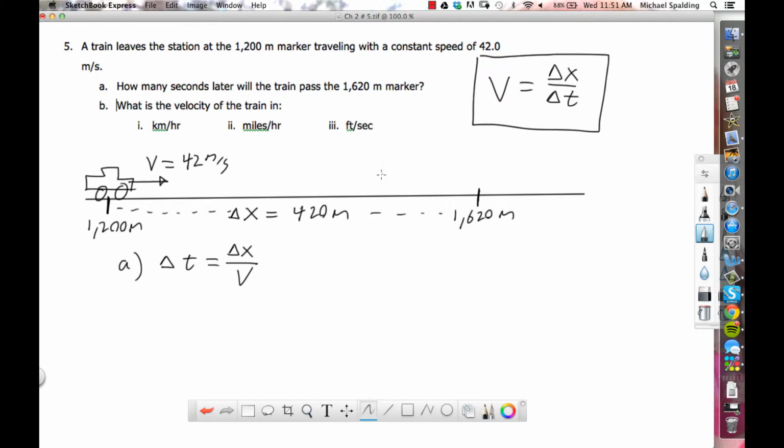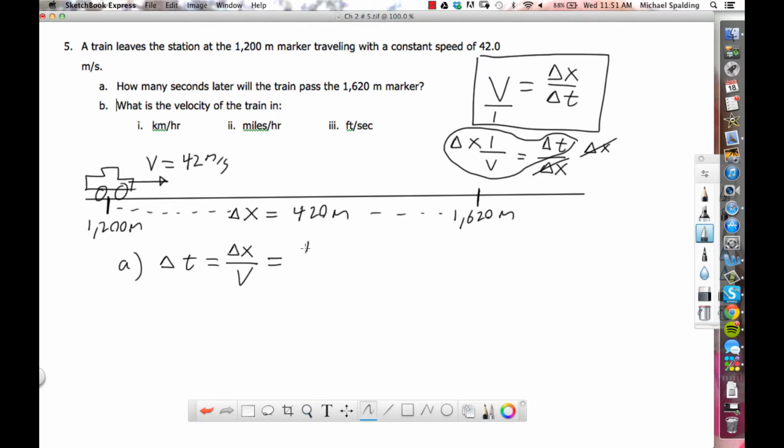Like if you're having trouble doing that, one way to think about it, like so here we have v over 1 equals delta x over t. So for starters, you could flip both sides. You could say 1 over v equals delta t over delta x. Then what do you do? Multiply both sides by delta x, and the delta x cancels. So you get delta t equals delta x over v.